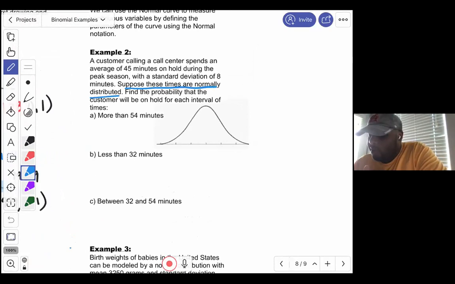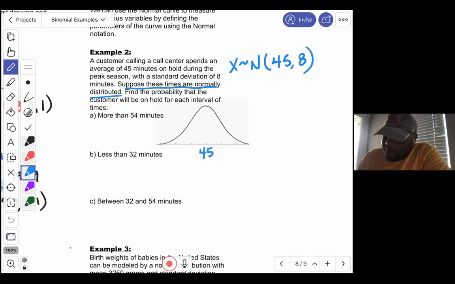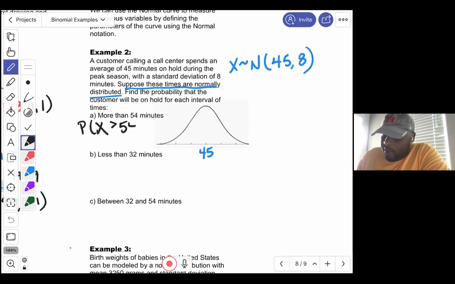So the first thing you're going to do with a normal curve is, what are the mean and standard deviation? We write it like this: X follows a normal distribution with a mean of 45 and a standard deviation of 8. And my mean is going to be at the middle of the curve. So my mean here is at 45. That's the middle of the curve. The first question asks me, what is the probability that your hold time is more than 54 minutes? We write it like this: the probability that X is greater than 54 minutes. That's what more than 54 means.